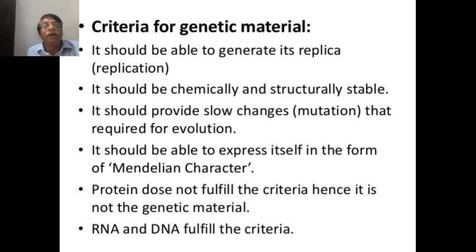The genetic material should be able to produce another copy of that one. That is, it should be able to replicate itself, duplicate itself. First criterion. Second criterion, it should be chemically and structurally stable.